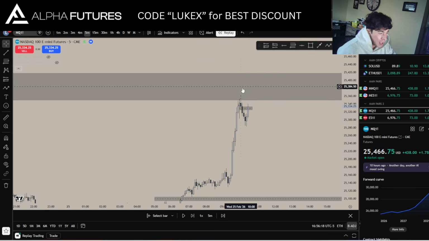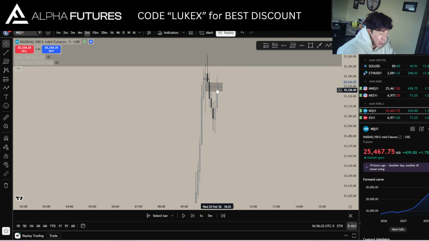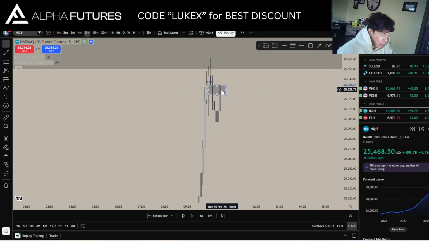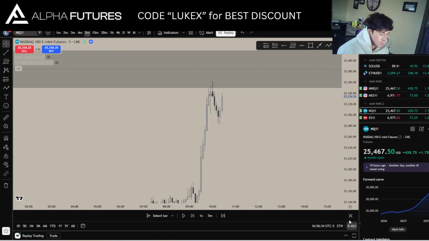We tapped into this rejection block. Mechanically, on paper, it does look good, but it's just not something that I would take. What I'm looking for is, because at this point I feel like the objective's already been taken out.